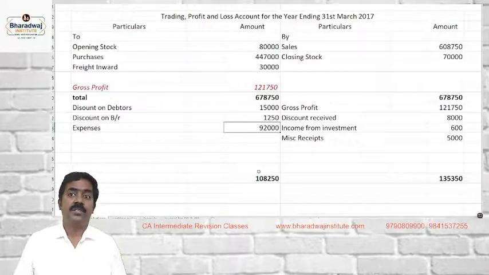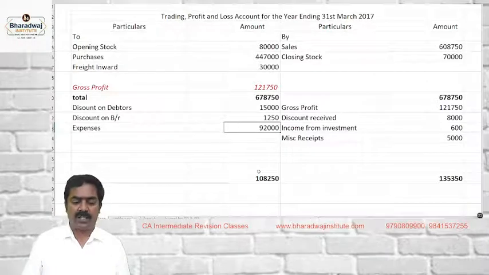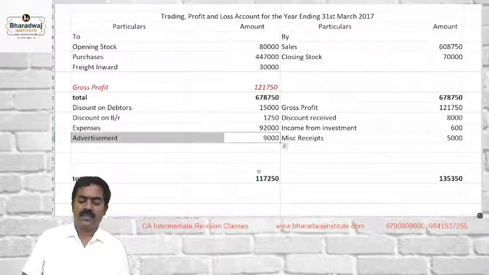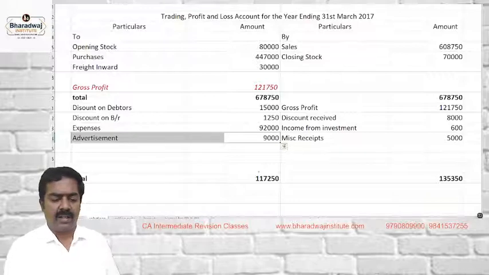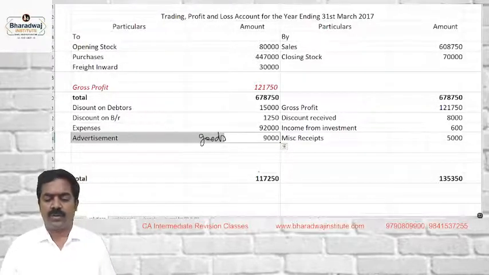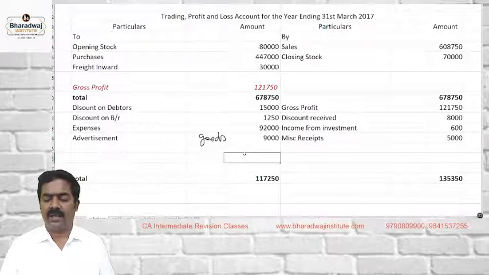Then what else? Yes, the goods used for advertisement. What is the advertisement expense? 9,000. The goods used for advertisement purpose, 9,000.